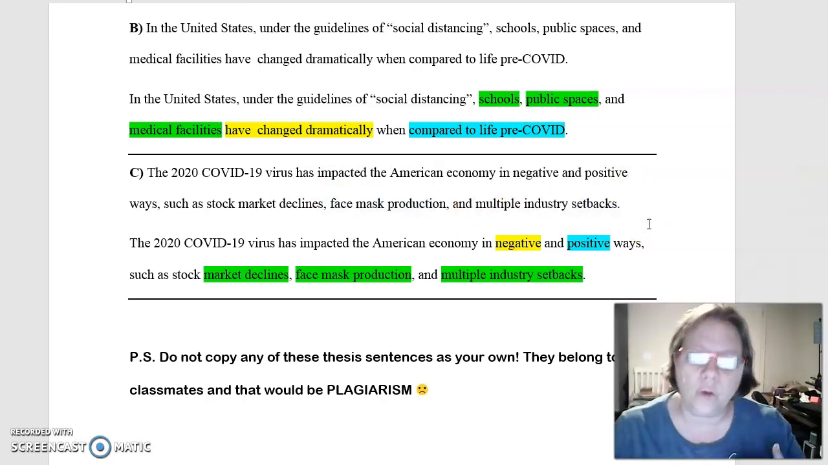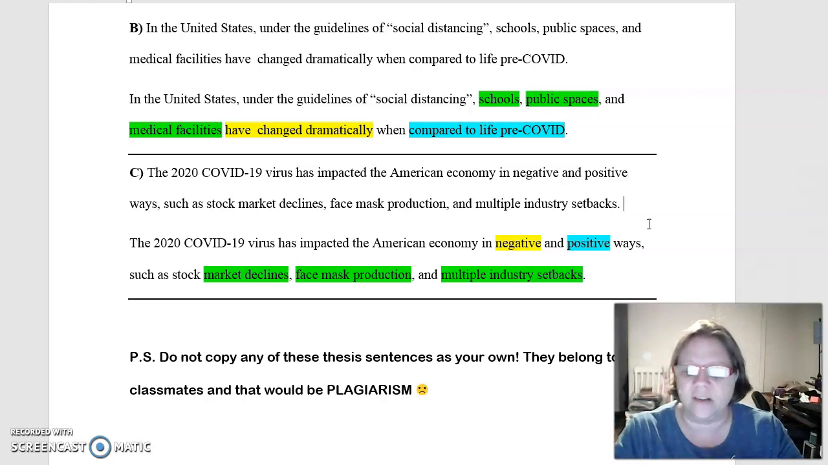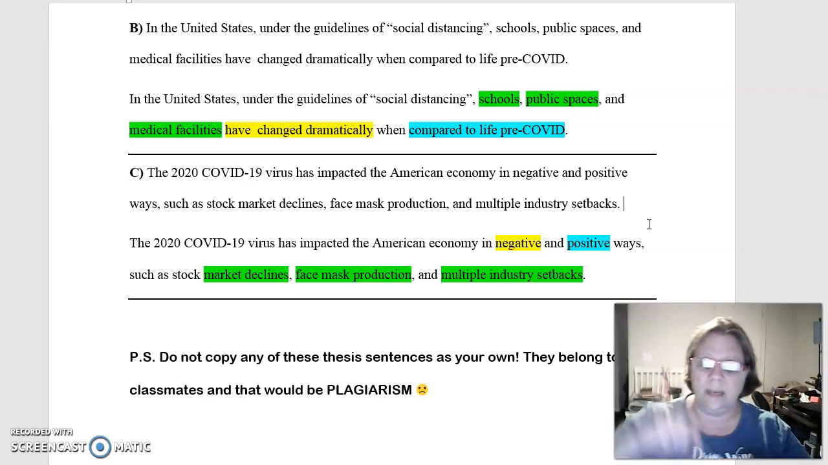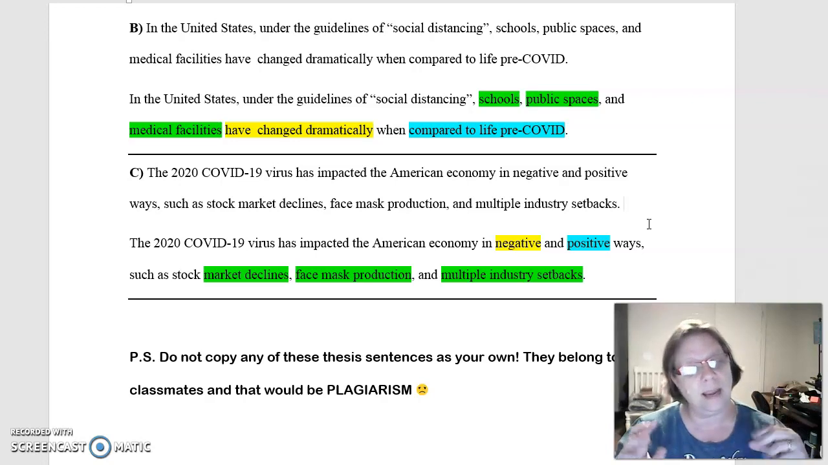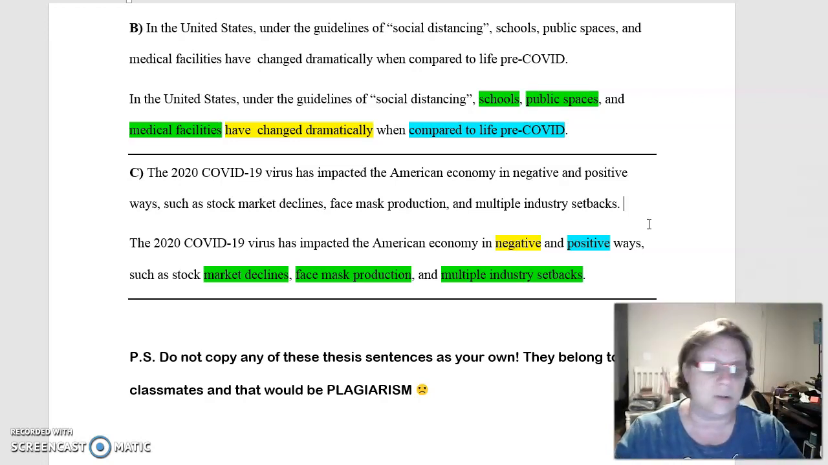Okay, so see how this works? A good thesis answers 3 to 4 of the 6 questions. You should literally be able to go through your thesis and underline, okay, here's a who, here's a what, here's a when, here's a how. Again, only 3 to 4 of the 6 questions. Any less than 3, it's too vague, and it'll leave your reader with more questions than answers, which is what we don't want. And anything more than 4, you're starting to go over into run-on sentence territory, which is not good.